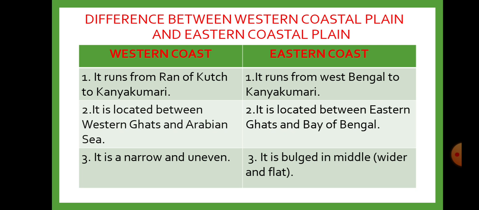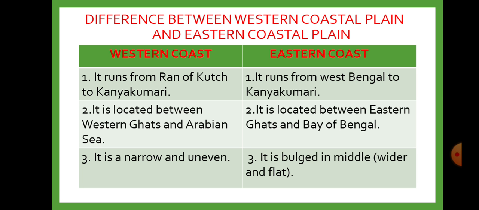Now we come to the difference between western coastal plain and eastern coastal plain. First point of western coastal plain: it runs from Rann of Kutch to Kanyakumari. First point of eastern coastal plain: it runs from West Bengal to Kanyakumari. Second point, western coastal plain: it is located between Western Ghats and Arabian Sea. Second point, eastern coastal plain: it is located between Eastern Ghats and Bay of Bengal.